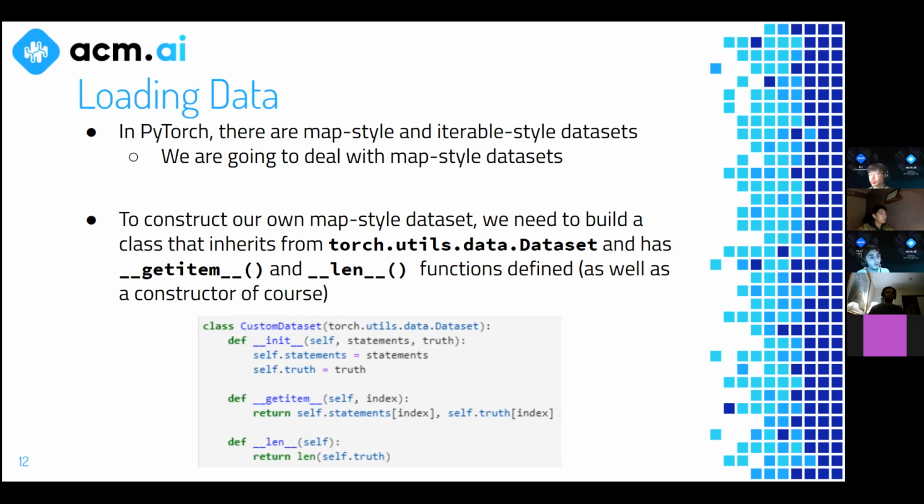In the Torch library, there's a class called torch.utils.data.Dataset. When you want to create your own custom data set, you need to create a class that inherits from this. In Python, the syntax for how you do that is shown here. So we inherit from this superclass, torch.utils.data.Dataset.